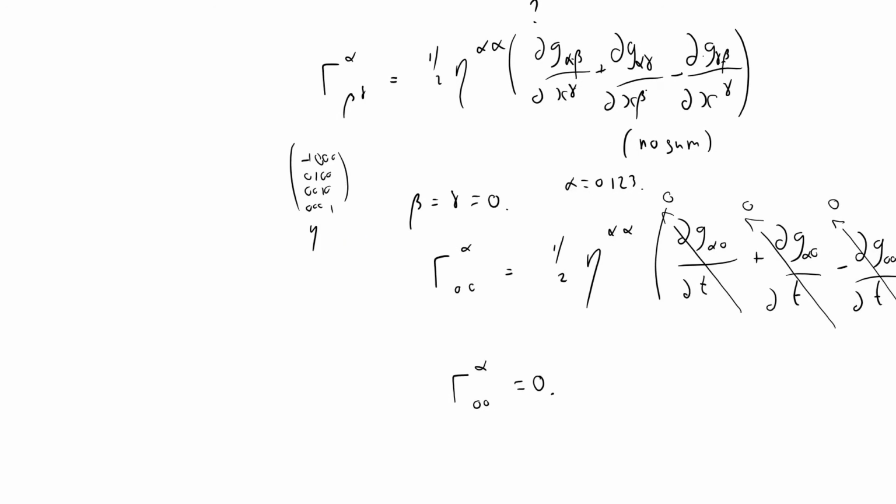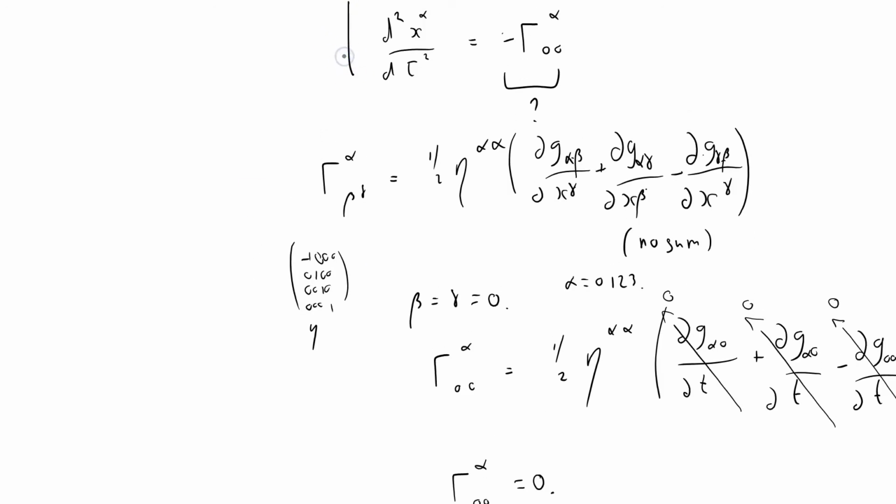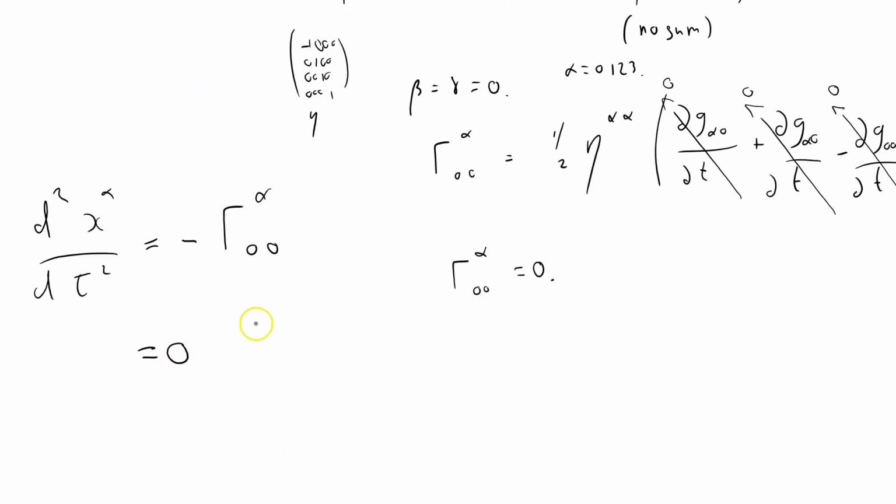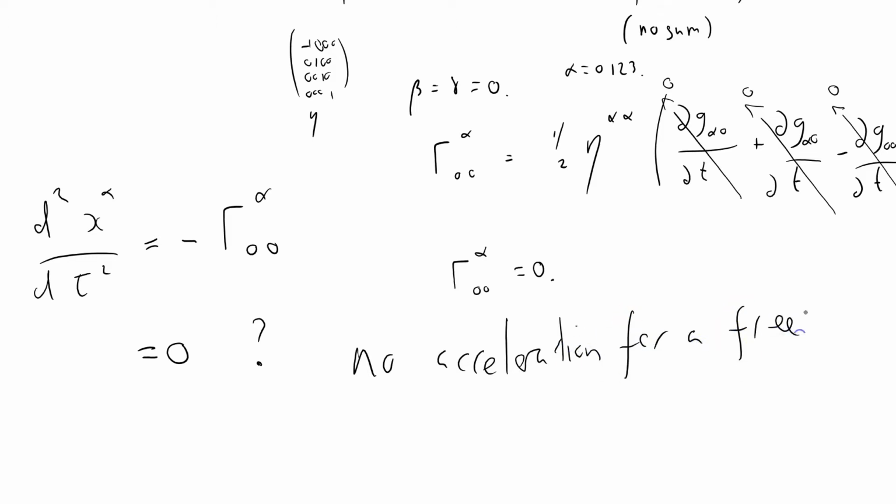Let me rephrase. Let me go back to the geodesic equation, which I'm going to write down here. d2x alpha by d tau squared equals minus Christoffel alpha 0, 0, which equals 0. What? So there's no acceleration. That means no acceleration for a free object, a free particle, in a gravitational wave.